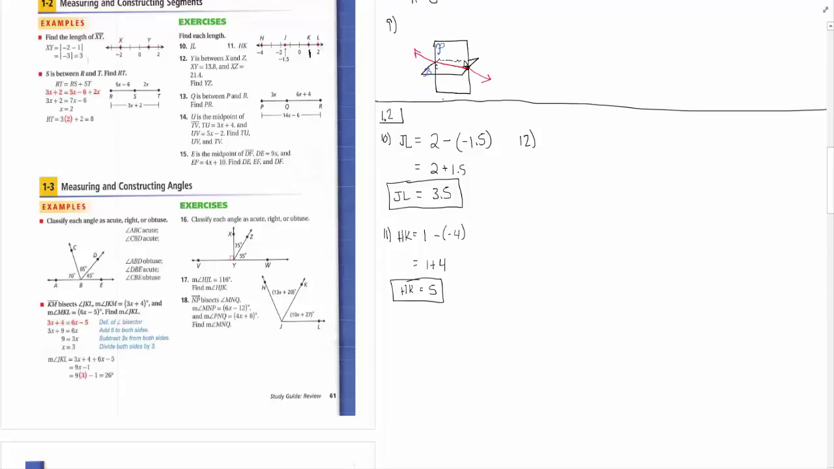So number 12, y is between x and z. So I'm going to go ahead and draw that segment. I got y is between x and z. I don't know where, so this picture isn't going to be to scale. So that's fine. They didn't say it's a midpoint, so notice I didn't put it in the middle. Alright, xy is 13.8. So that's 13.8. Xz is 21.4. It's almost to scale, not perfect. And then they want to find yz.